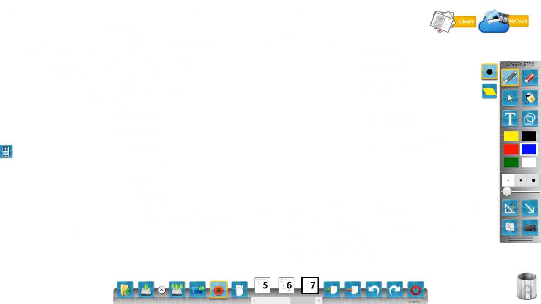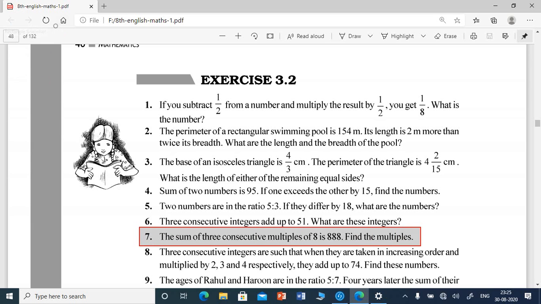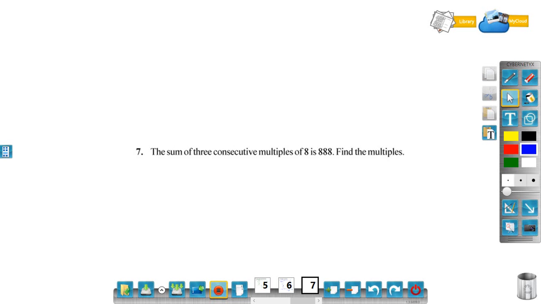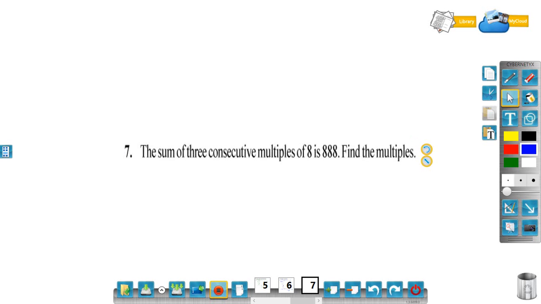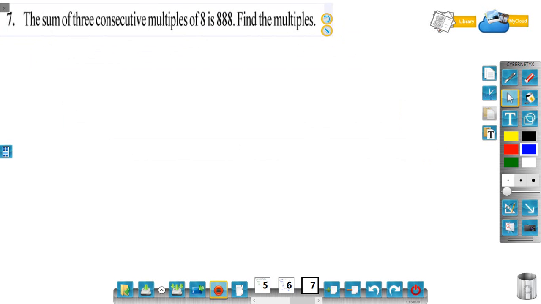See the next question, 7th one. The sum of three consecutive multiples of 8 is 888. Find the multiples.